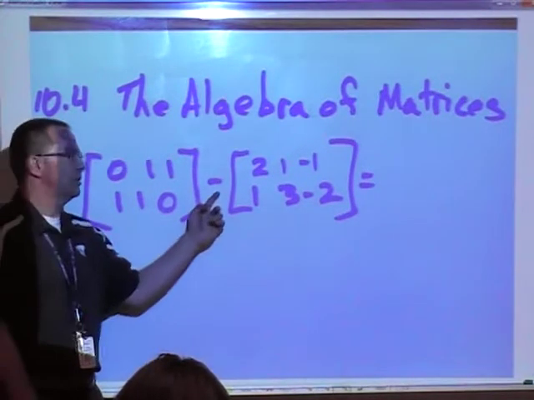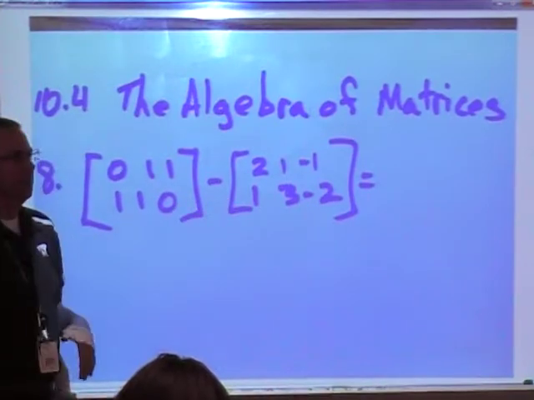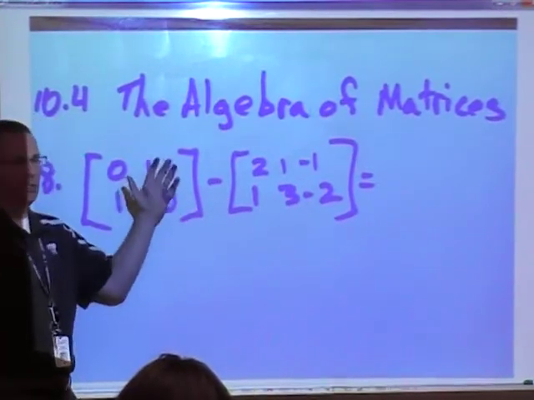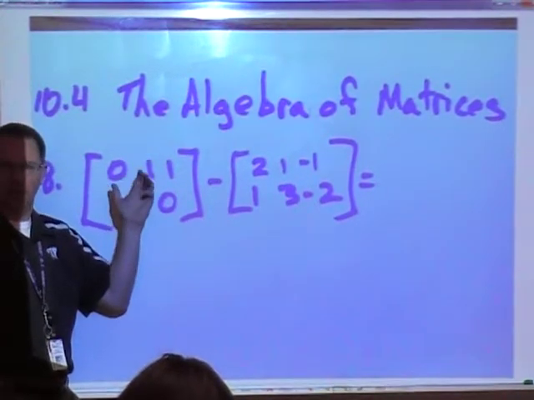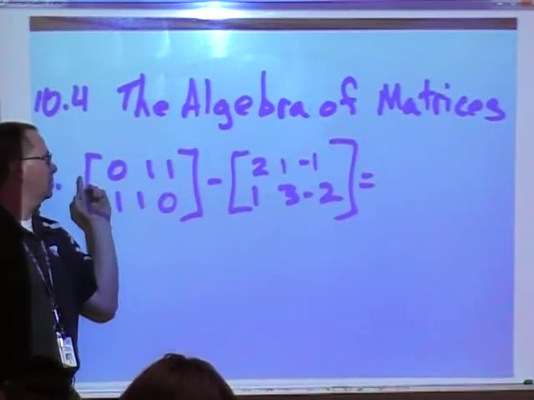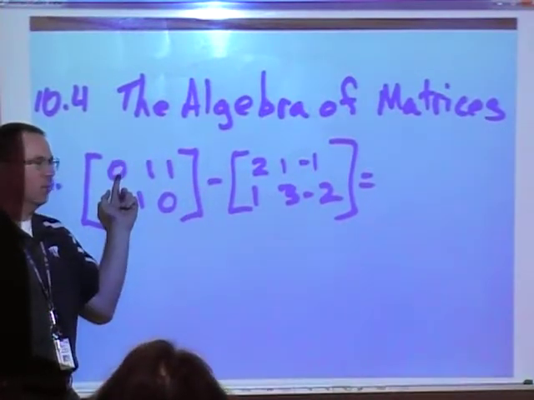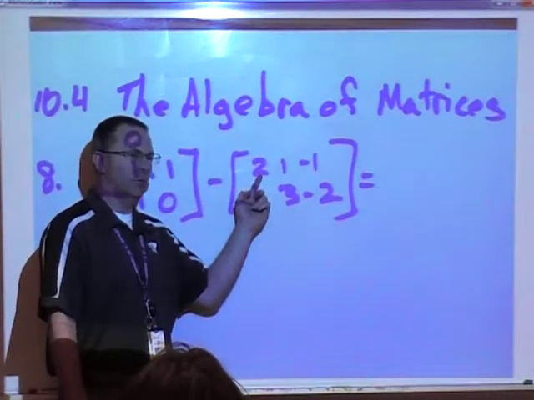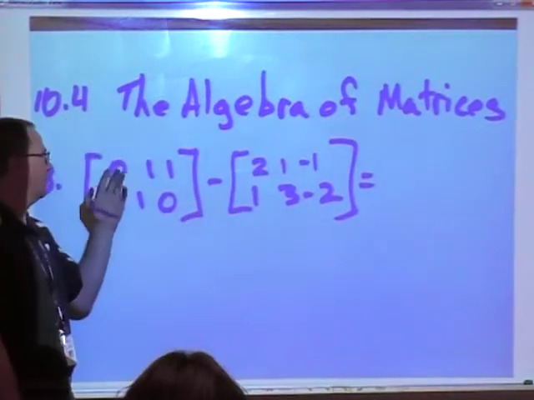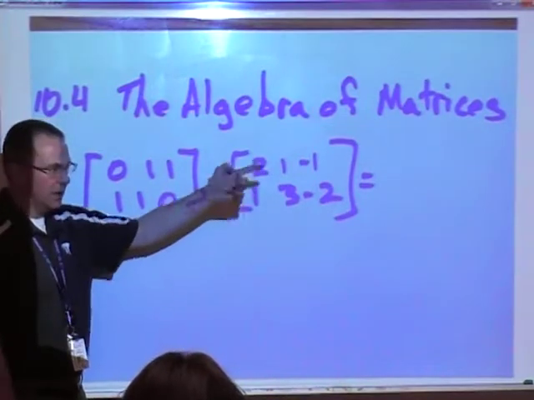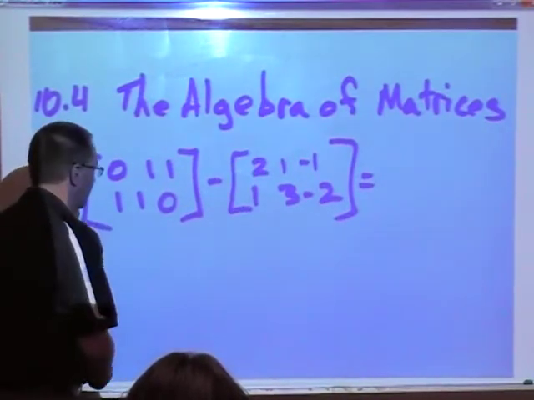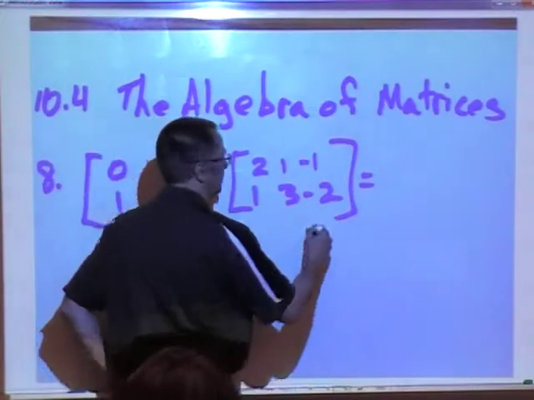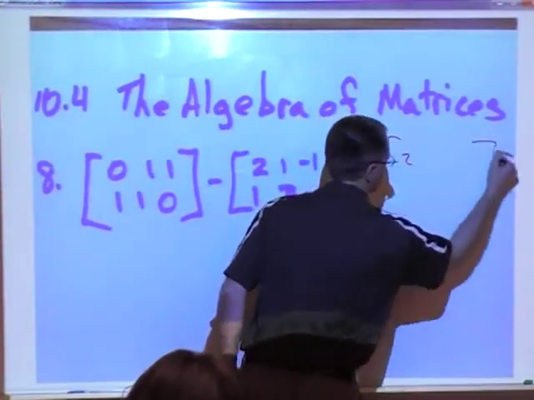Addition and subtraction of matrices means you can take each exact entry and add or subtract them together. So this is row 1 here and column 1. And I can subtract that with row 1, column 1. So I'm going to take 0 minus 2 and get an answer. Okay, so what is 0 minus 2? Negative 2.